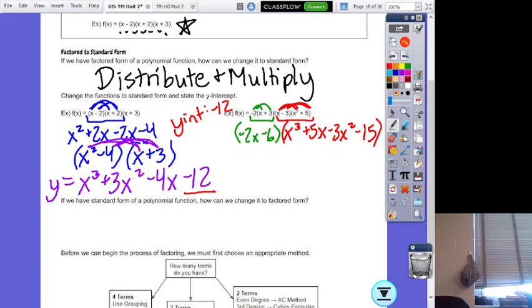And then you have to distribute another time. So we started with 4 factors. We multiplied 2 together and 2 together. And now we have to multiply that last set together. Okay? So -2x has to multiply by everything. So I get a -2x to the 4th. -2x times positive 5x is a -10x squared. -2x times -3x is a positive 6x cubed. And then -2x times -15 is a positive 30x.